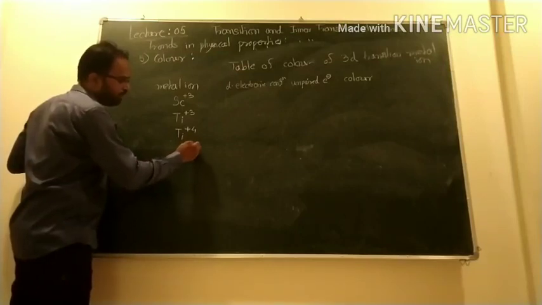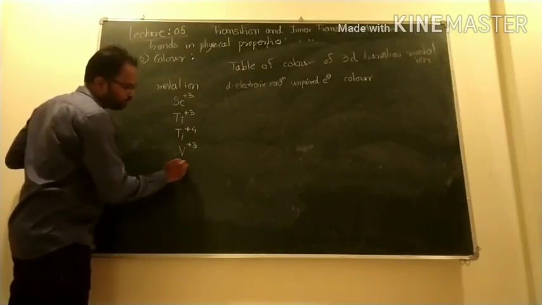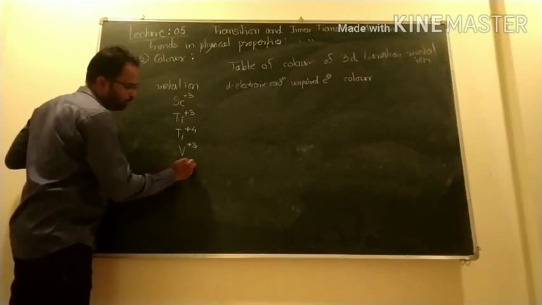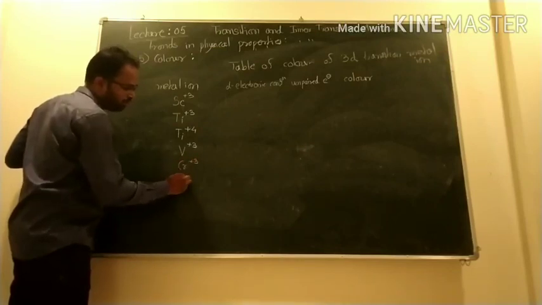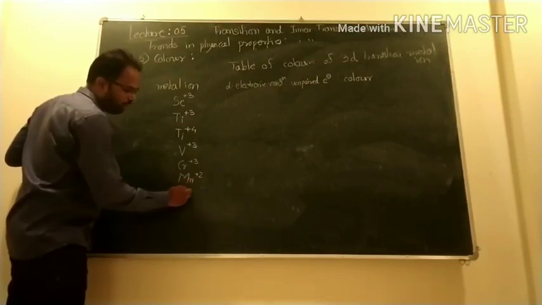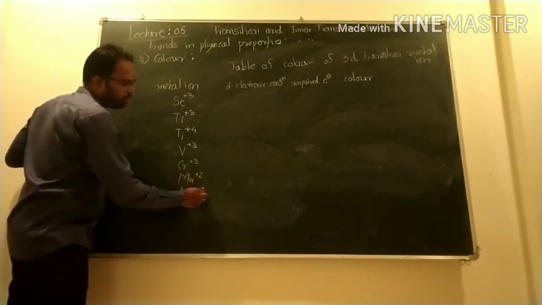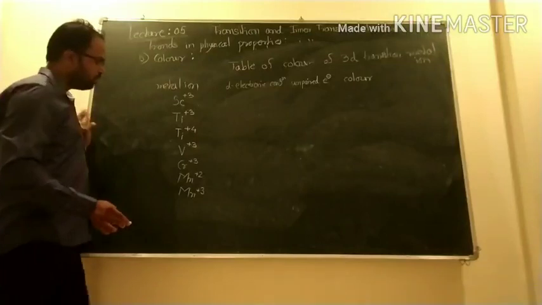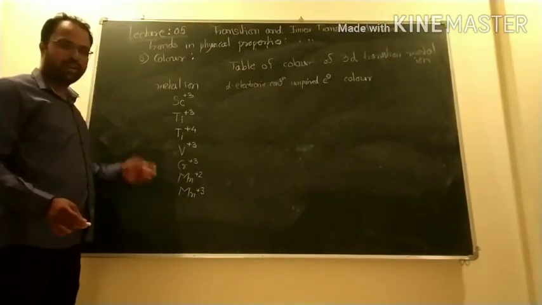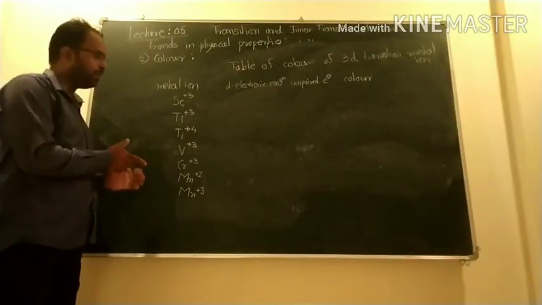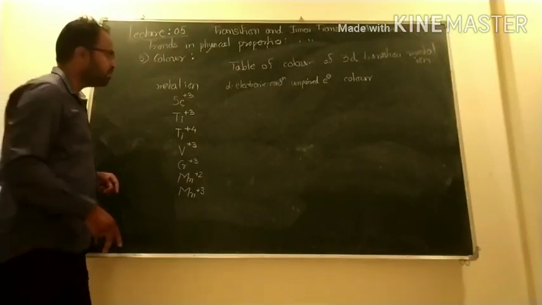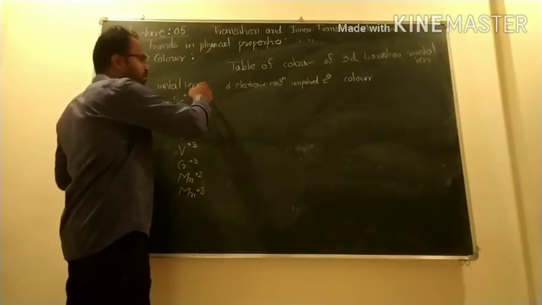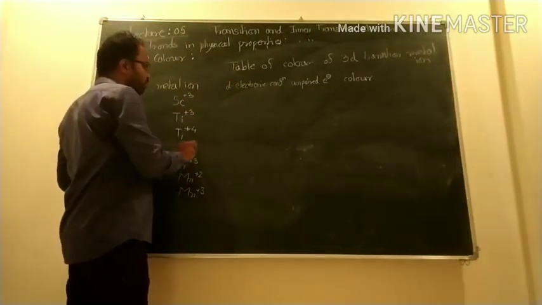Then vanadium +3, chromium +3, manganese has +2 and +3 ions. So there are 7 ions in the first 5 elements on one side. Now we observe the d electron configuration.